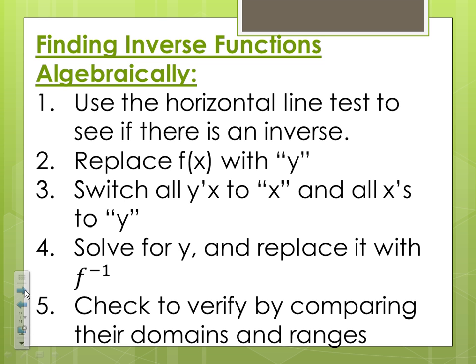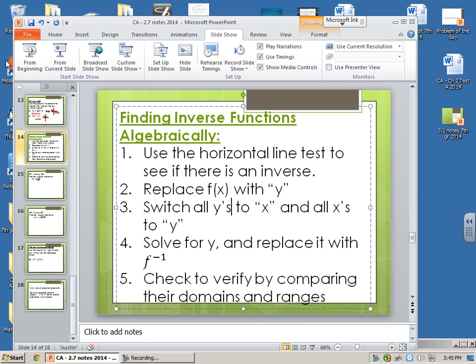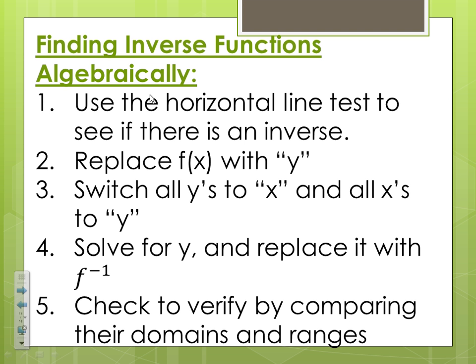Step two, replace f of x with y. Okay, we've talked about the fact that they mean the same thing in the past, so that's not a hard step to understand. Now, step three is where the actual process comes into play. You're going to switch all x's and y's. Hang on, I'm going to change that. You're going to change all of the x's to y's, and the y's to x's. Then solve for y. Once you have, you're going to have y equal to something with your x's over there. Then put inverse of f back in for y so it's in function notation.